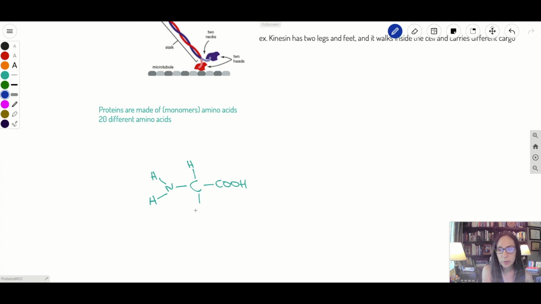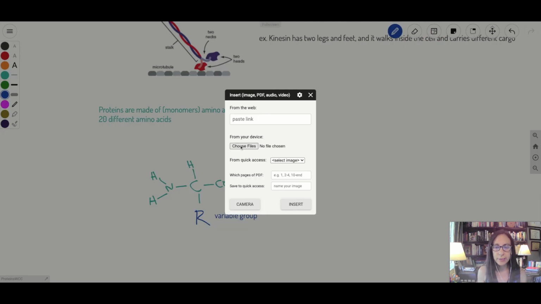And then all carbons have to be bound to four things, so the bottom side group is what we call an R group. I'm going to do a different color. An R group is a variable group. I'm going to write that down: variable group. It varies. It's different for each amino acid, and there are 20 different amino acids, so there are 20 different variable groups. I'm going to show you a table that shows you all 20 different amino acids.